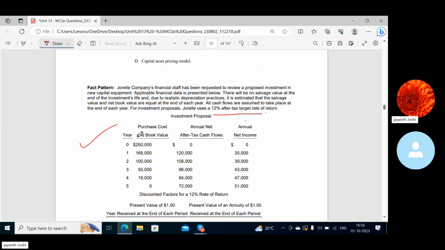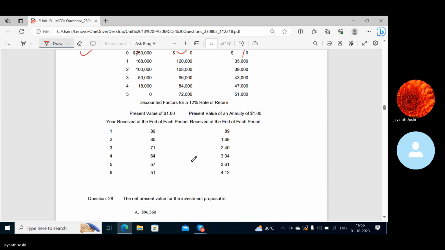So purchase cost at the initial stage and the book values are given to you. After tax net cash flows are given to you. Annual net income is given to you. Now you already know what should be your consideration. Cash flows are the relevant ones for the discounted cash flow techniques. After tax cash flows are directly given. So to find out NPV, we need to directly discount them at the rate of 12%. This is not relevant.